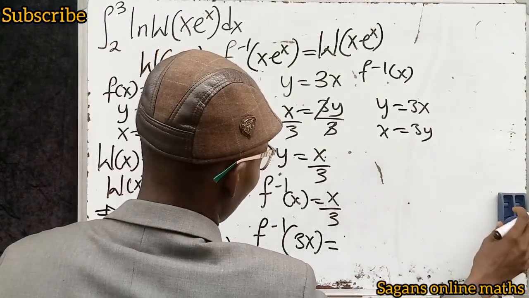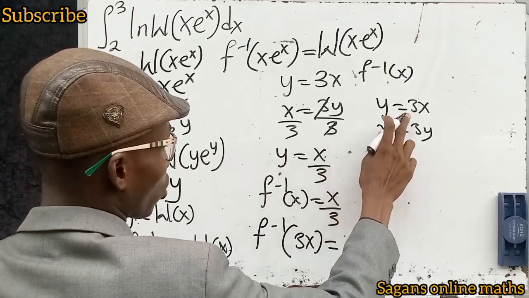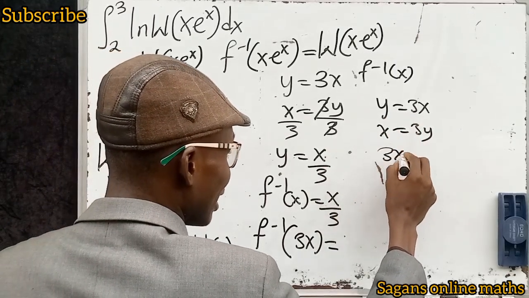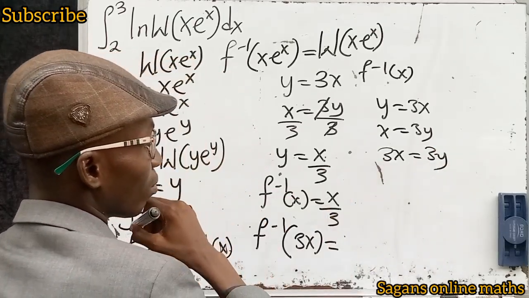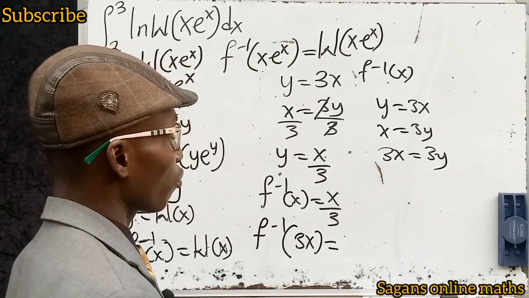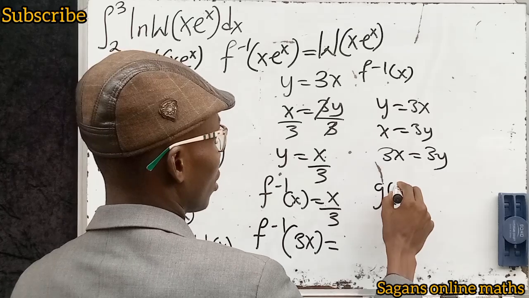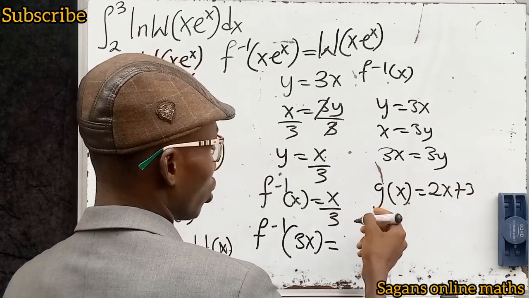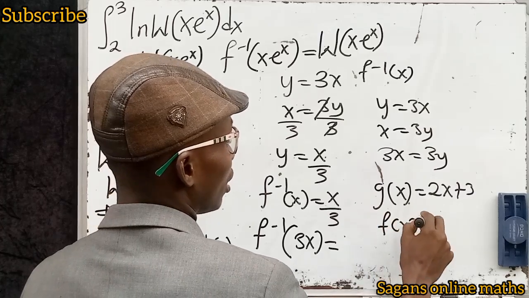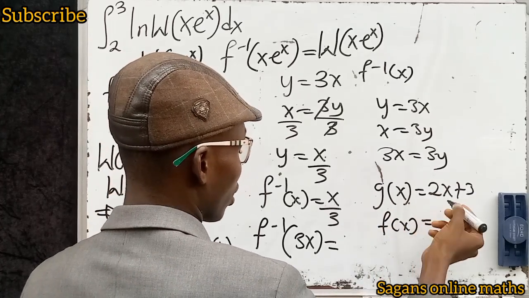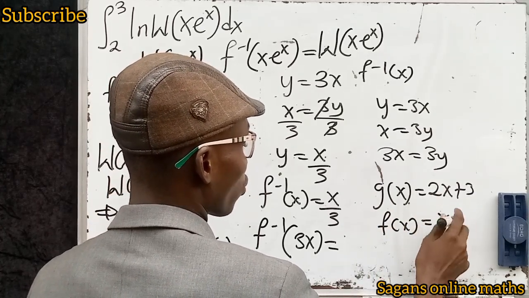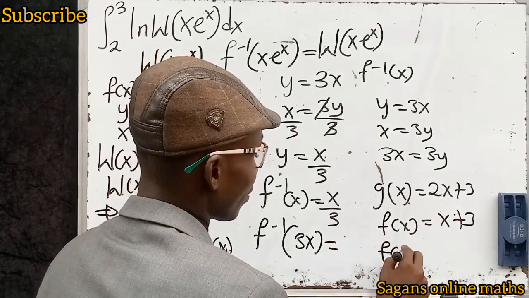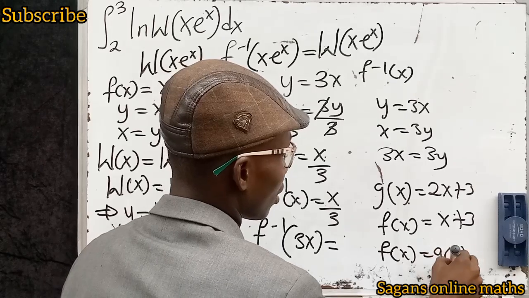Now, let's see. Do you know that y is equal to 3x and s is equal to 3y? That means 3x is equal to 3y. I know most of you, if you are given a function g of x equals 2x plus 3, let me say f of x equals x plus 3, and you're asked to find the value of x, what are you going to do? You're going to equate f of x to g of x and solve for x.